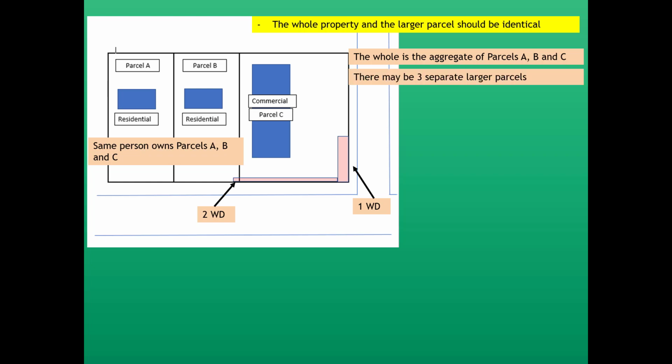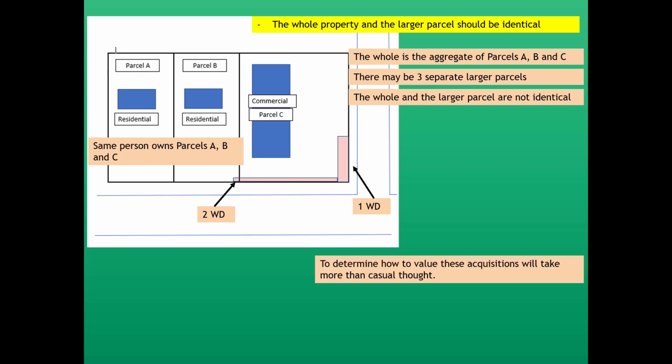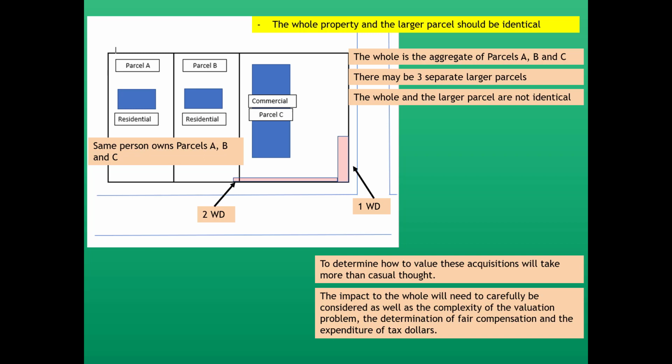But there may be 3 separate larger parcels. The way we define a larger parcel is different than how we define a whole property. In this situation, the whole and the larger parcel are not identical. To determine how to value these kind of acquisitions takes more than just casual thought. The impact to the whole will need to carefully be considered, as well as the complexity of the valuation problem and the determination of fair compensation and the expenditure of tax dollars.